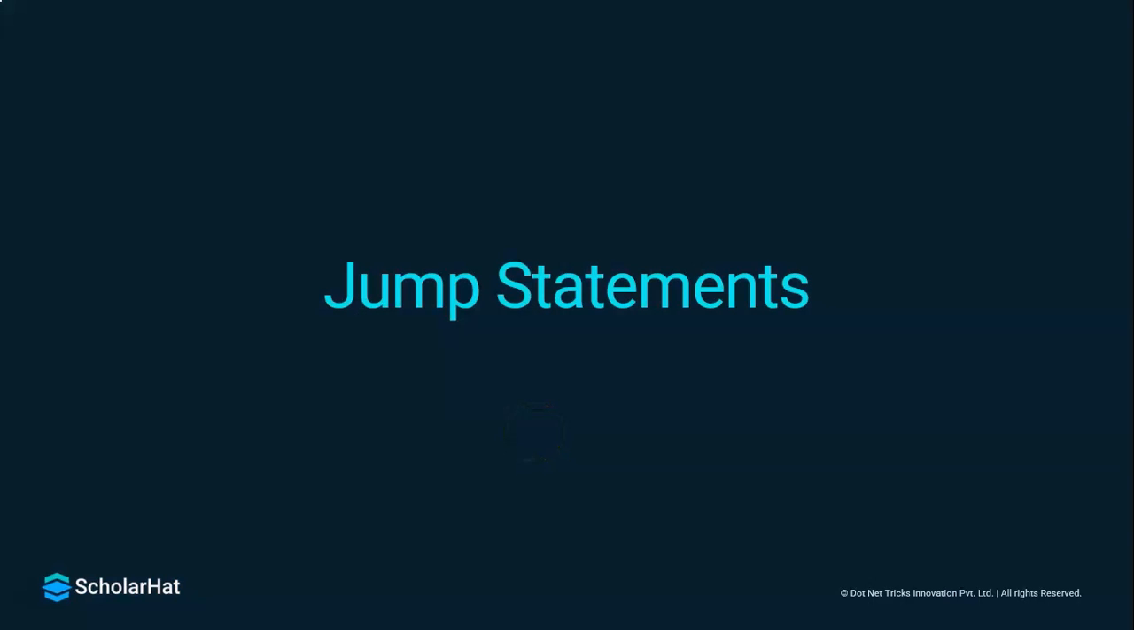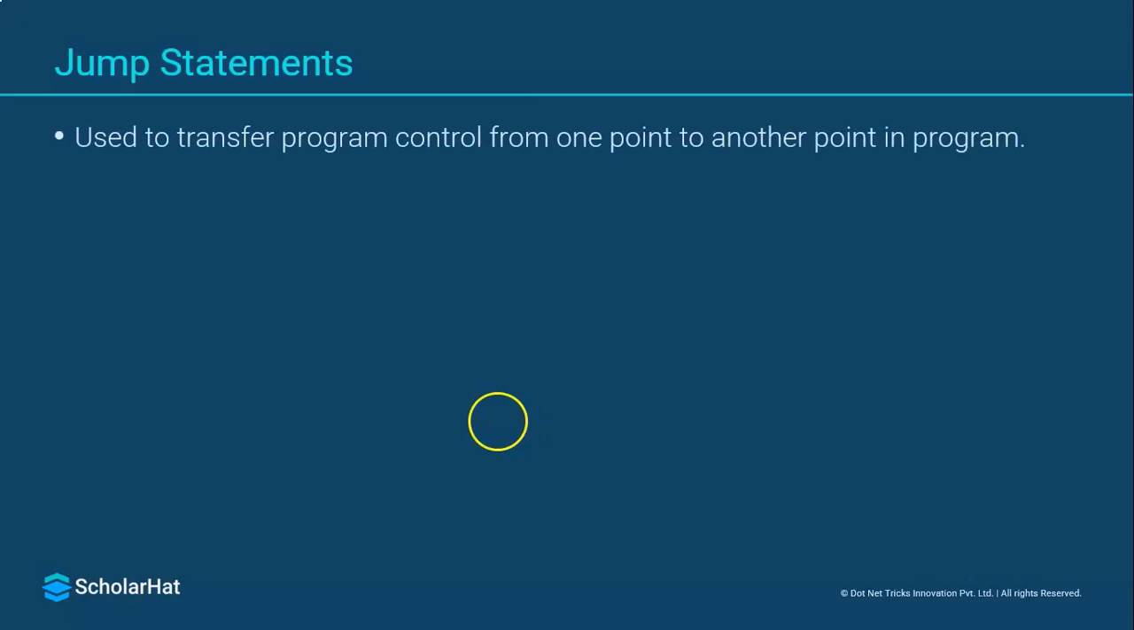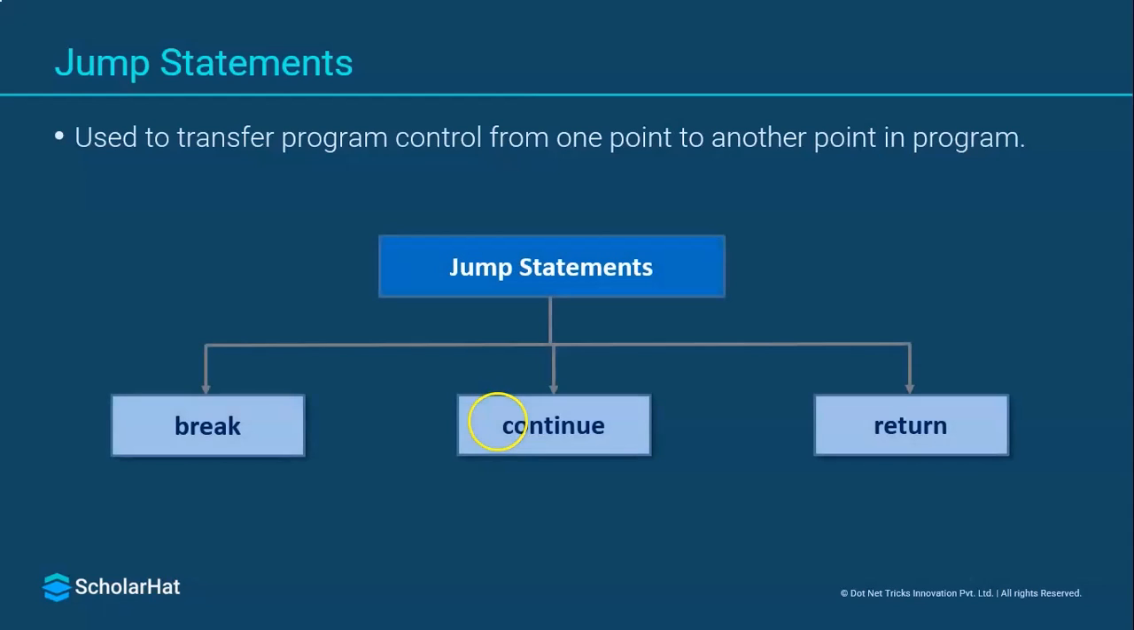Hi there. Today in this session, I will discuss jump statements. A jump statement is used to transfer the program control from one point to another point in a program. They are essential for controlling the flow of execution and managing the logic within loops and functions in Python. We have break, continue, and return as jump statements in Python. In other programming languages, you could also see pass, but we don't have pass as a jump statement in Python.